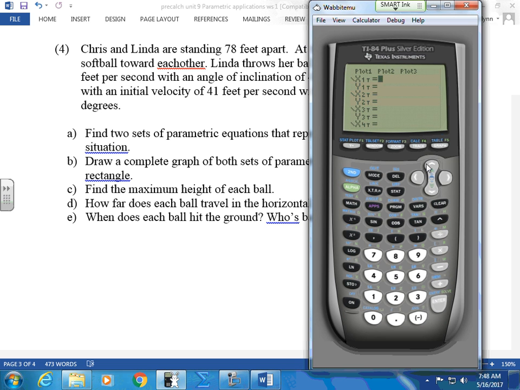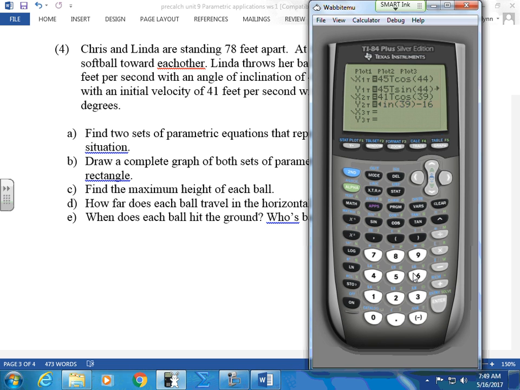Anybody have a set of equations? What do you got, Lily? For Linda, I got 45 T cosine of 44 and 45 T sine 44 minus 16 T squared. And 41 T cosine 39 and 41 T sine 39 minus 16 T squared. Okay, so let's see what happens.